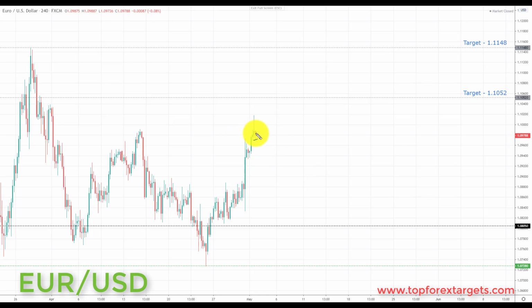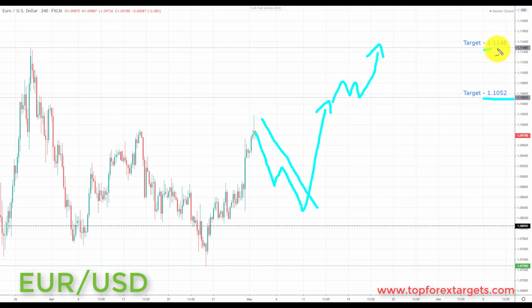We don't like to buy at the highs, so any pullback in this area is going to be viewed as an opportunity next week to start to look for bullish setups. And if we get the right kind of bullish setups in this market, we're going to be looking at initiating longs up towards the next key level of resistance to the upside and the target set at 1.1052. And if we can get a break through here, we're going to be looking up towards the next key level of resistance to the upside and target 2 at 1.1148.